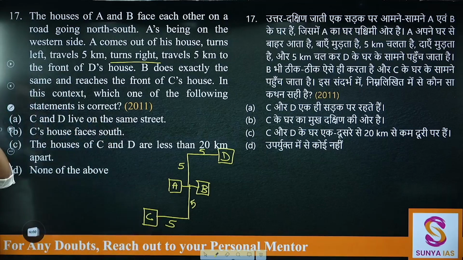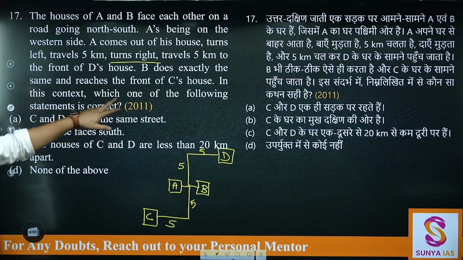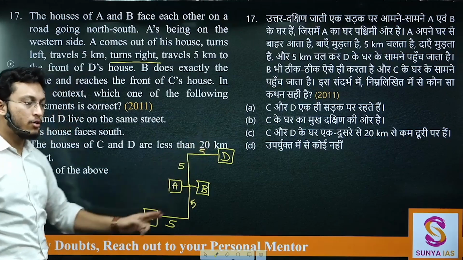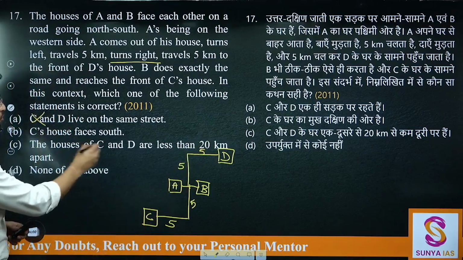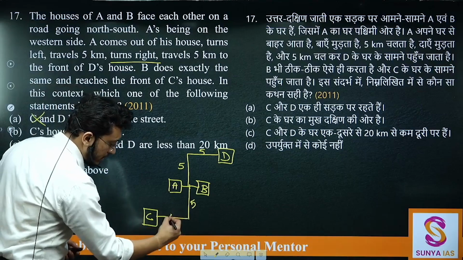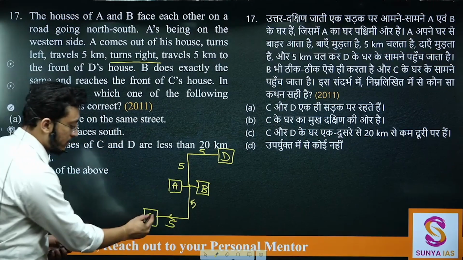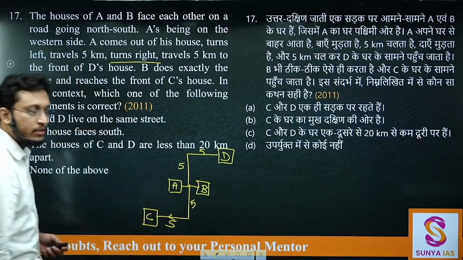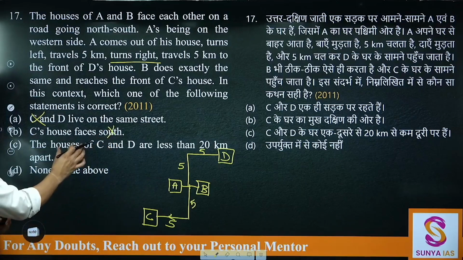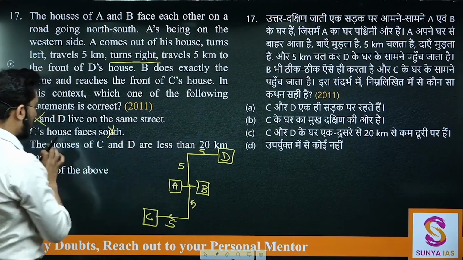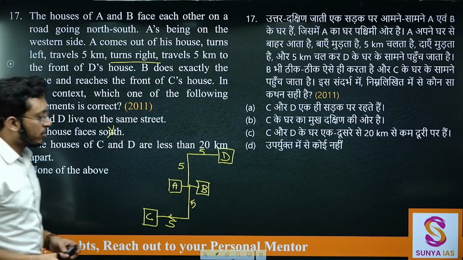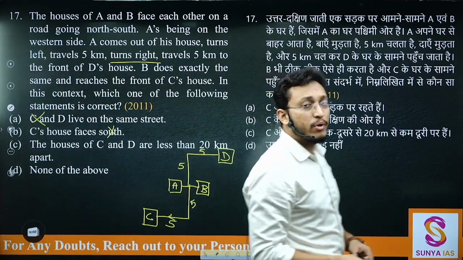They are asking us which of the following statements is correct. C and D live on the same street. No, they are clearly living on different streets. C's house faces south. No, if he is reaching straight to the front of C's house, that means C's house is facing in this direction, that is the east direction. So this is also wrong. Houses of C and D are less than 20 kilometers apart. None of the above. So, houses of C and D are less than 20 kilometers apart.